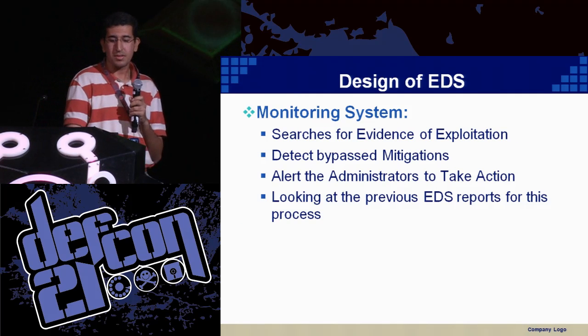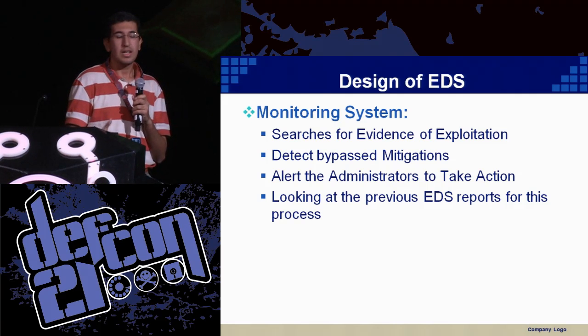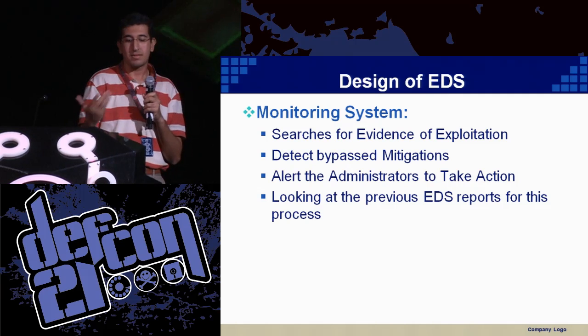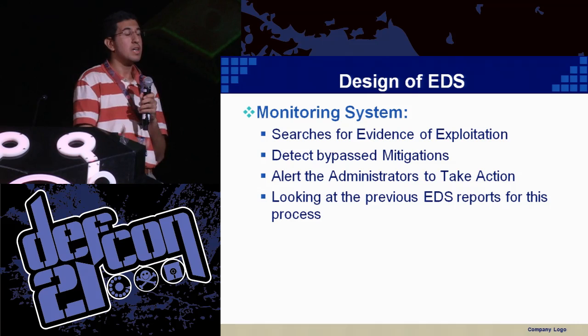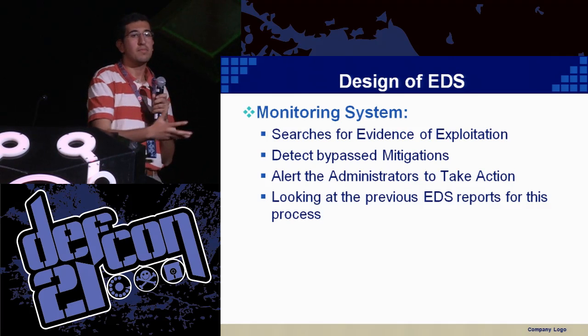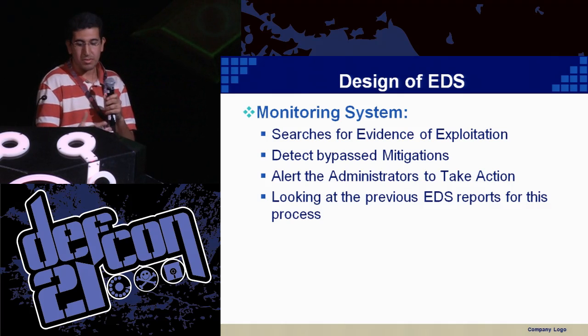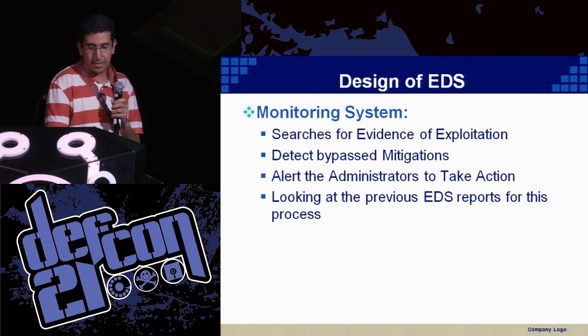The monitoring system is simply searching for evidence of exploitation. It detects that a mitigation was already bypassed. This process was compromised. That includes things like unknown DLLs, some functions hooked, or something unknown running in this process. We will talk about it in detail.